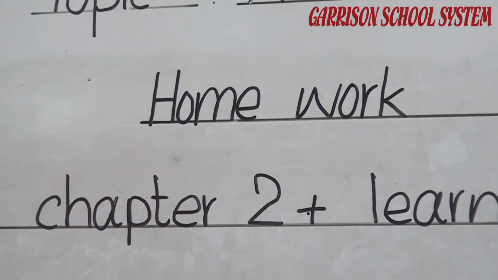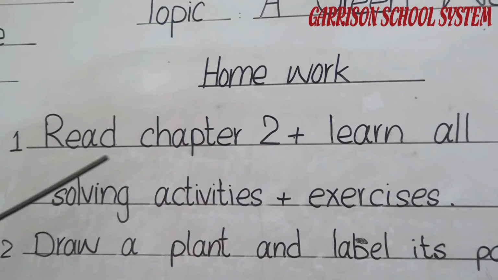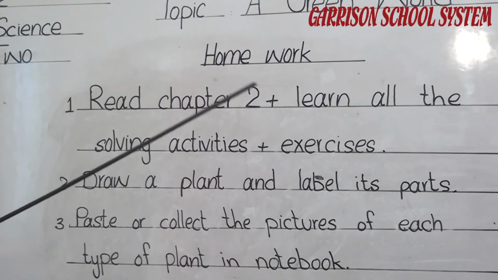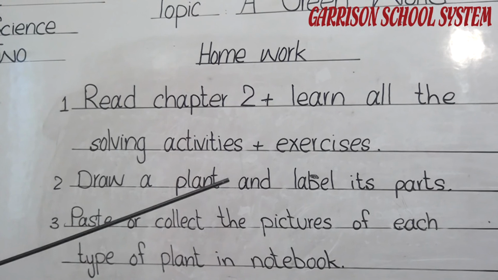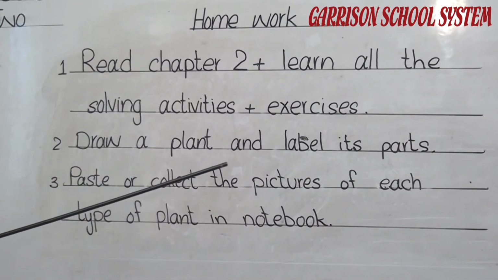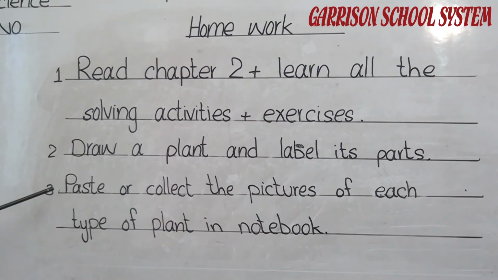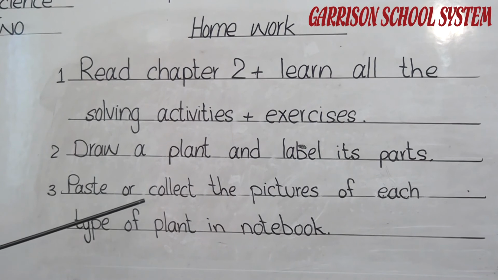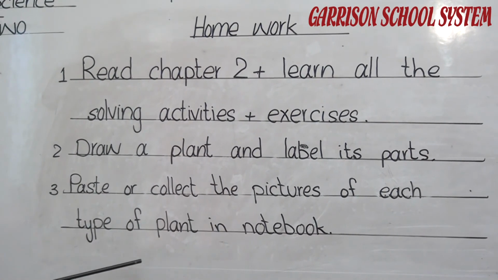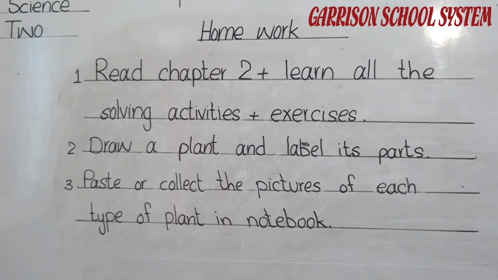Dear students, now at the end of this chapter, there is a homework for you. You have to read this chapter number 2 and learn all the solving activities and the exercises. Now there is a project work for you. You have to draw a plant and label its parts, different parts of a plant. Number 3, you have to paste the picture of each type of the plant and you paste these pics in your notebook.